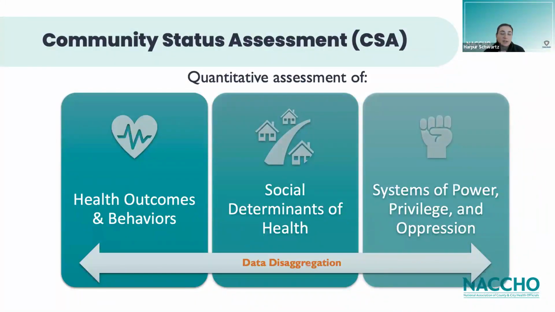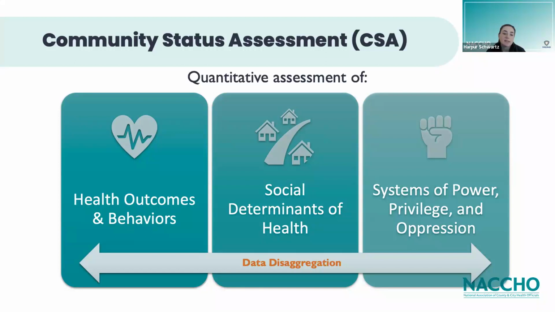All right, and now we're going to talk about the Community Status Assessment, or CSA, which I previously mentioned is a quantitative assessment measuring the community's health status. So it really assesses health behaviors and outcomes, social determinants of health, and systems of power, privilege, and oppression. And then you'll see the arrow at the bottom that across these, we're looking at health inequities. And the CSA helps answer the following questions.